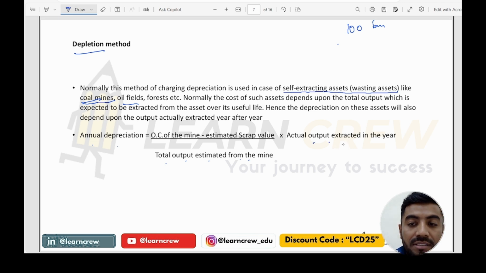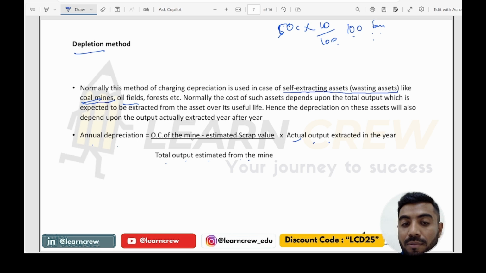Actual output extracted in the year. Say, for example, 100 tons. So total output estimated is 100 tons. The original cost of the mine, say for example, is 50 crores. Whatever is extracted during the year, the actual. Say, for example, out of 100, you have extracted 10 tons. So every year, whatever is actually extracted, you will be calculating based on that.